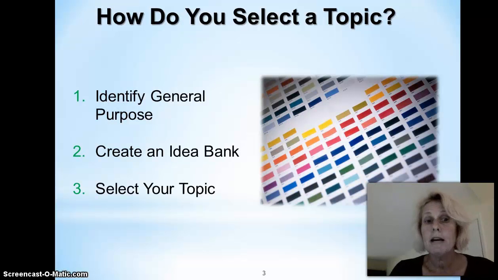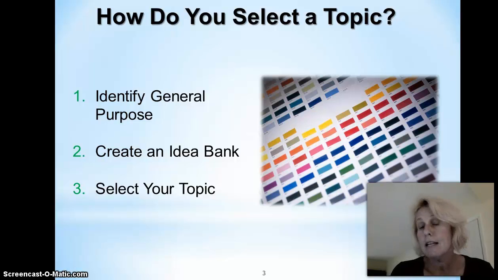Well, we look at three areas. First of all, you identify a general purpose. Okay, what's the purpose of my speech? Am I informing for them to understand information? Am I persuading, wanting them to believe in something or to maybe do something?